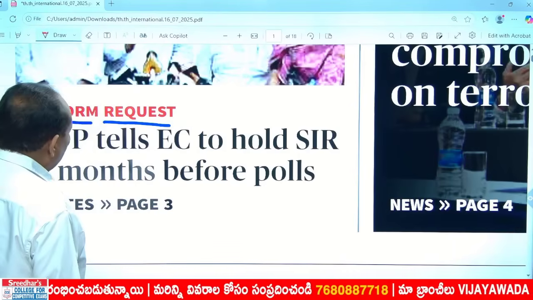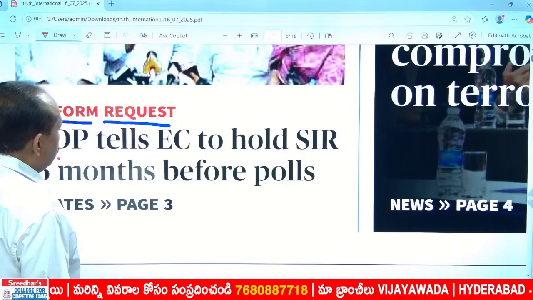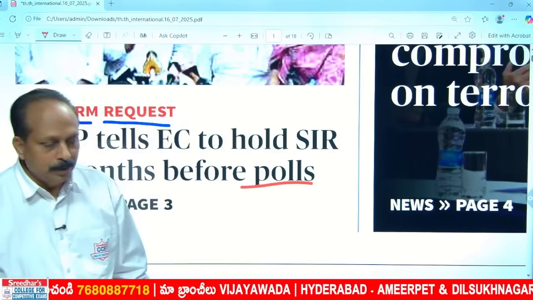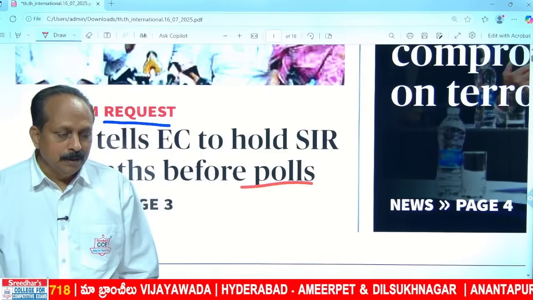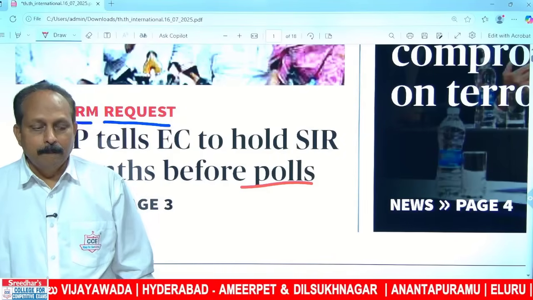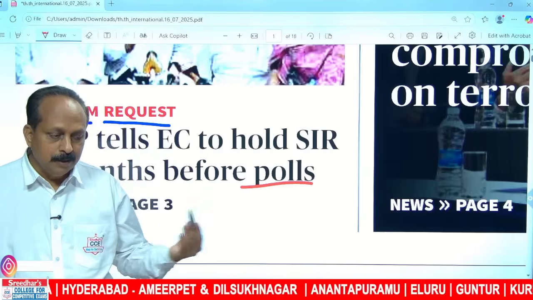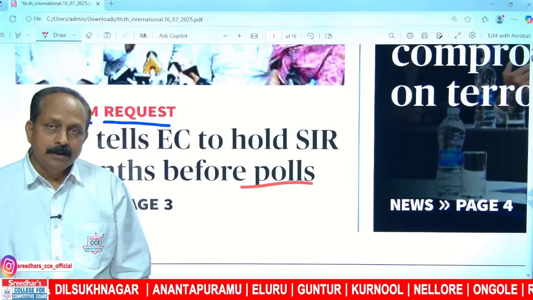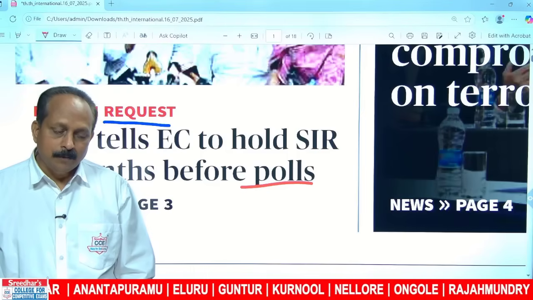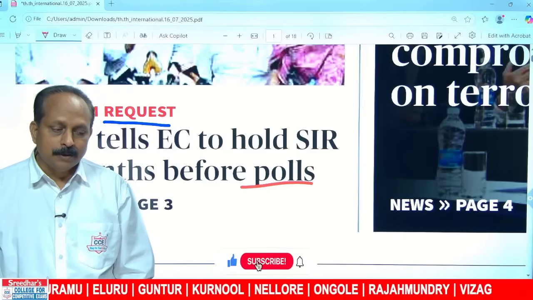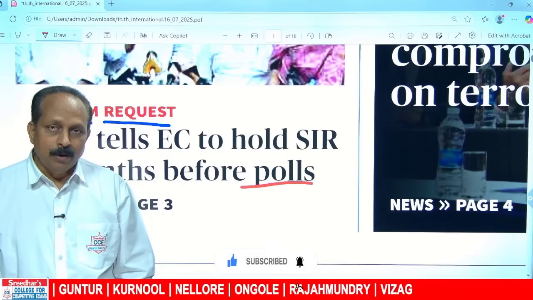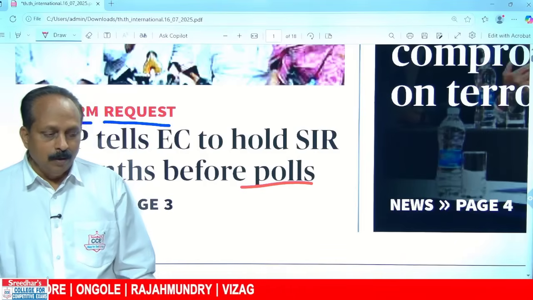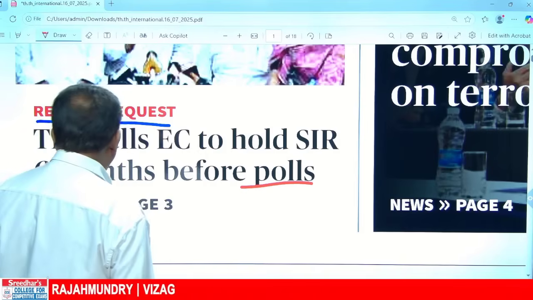Reform, a simple word, but what are these reforms about? TDP tells Election Commission to hold SAR 6 months before polls. To hold, to conduct. To hold something 6 months before polls means before elections. As usual, when you see something related to elections, you have to think of all the related words: candidate, constituency, campaign, canvass, thumping majority, landslide victory, losing deposit, foregoing the deposit, and also booth capturing and rigging, all the words you should know.